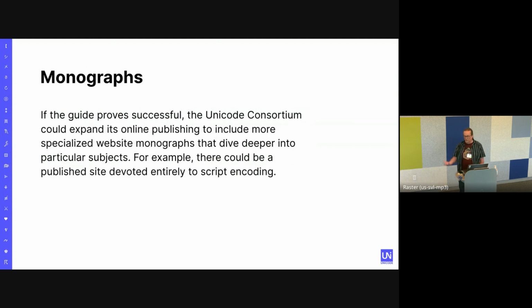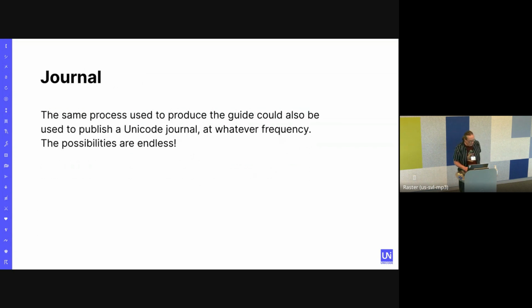Second, if the guide proves to be successful, the Unicode Consortium could essentially expand its online publishing to include specialized website monographs that dive deeper into particular subjects. For example, there could be a published site devoted entirely to script encoding. And then finally, the same process used to produce the guide could also be used to produce a Unicode journal at whatever frequency. The possibilities are endless.